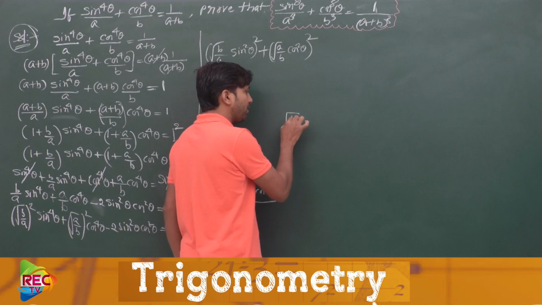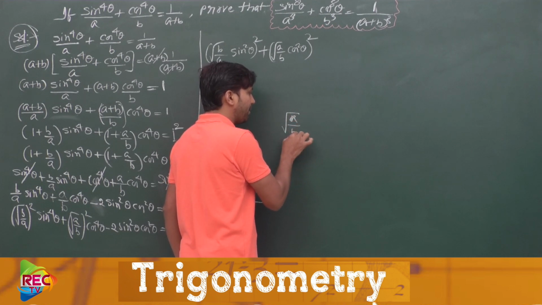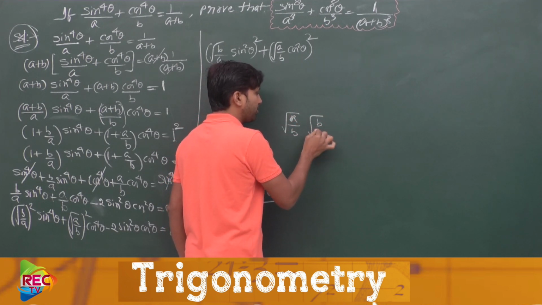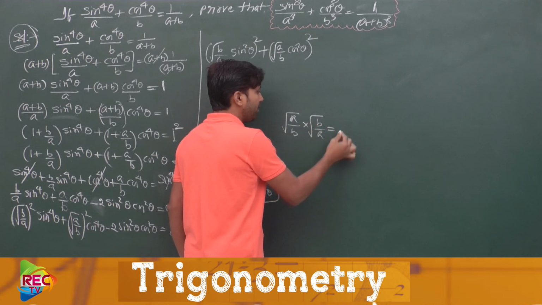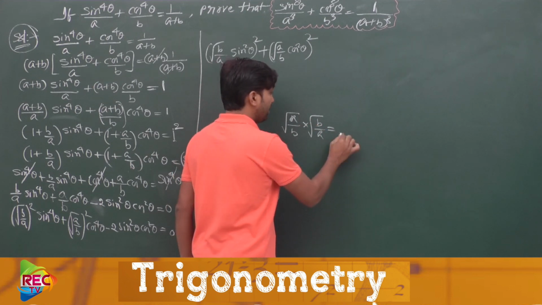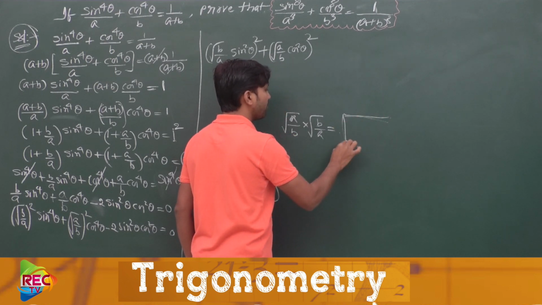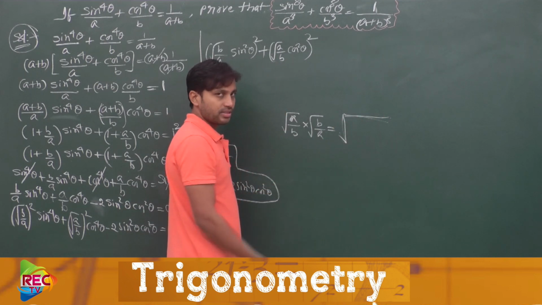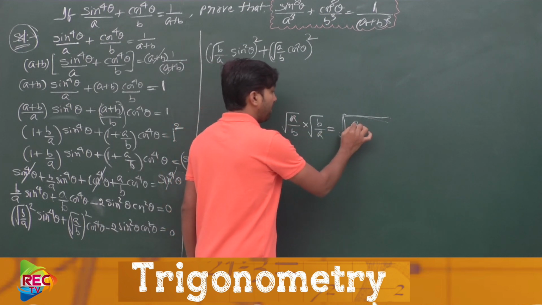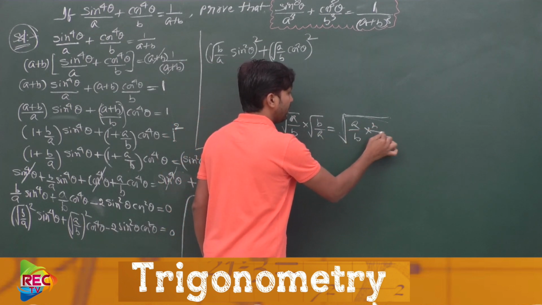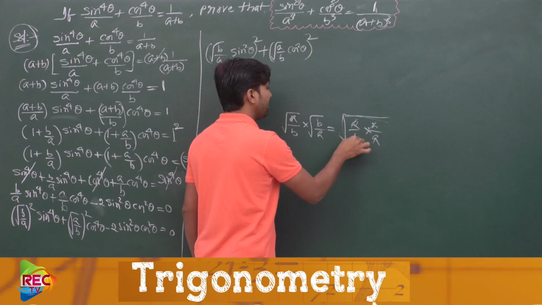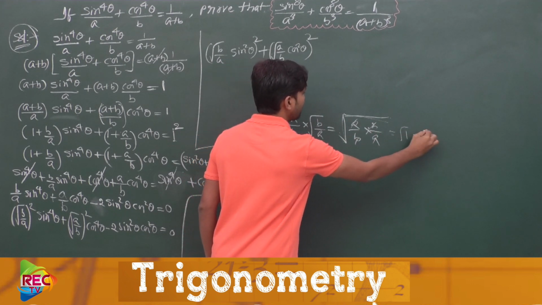So if you multiply root a by b and root b by a together, what do we get? Here we can write all the terms under the same square root according to laws of radicals or surds. A by b into b by a. See, a cancels, b cancels, and here we get root 1 which is equal to 1.